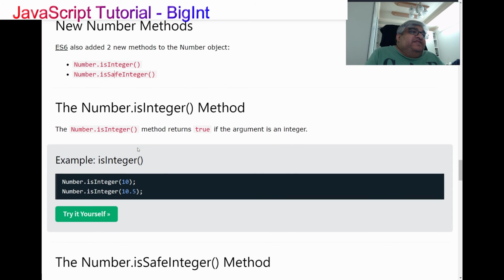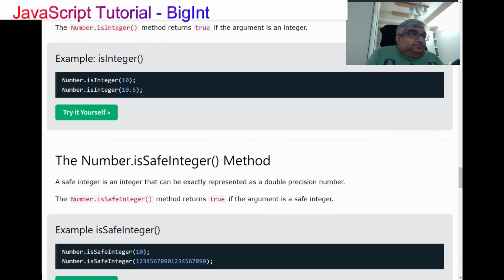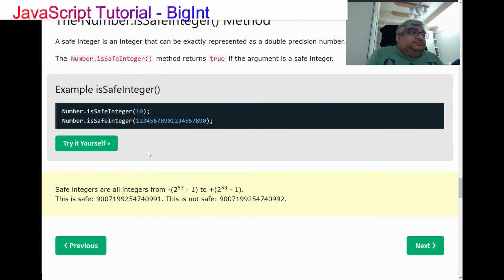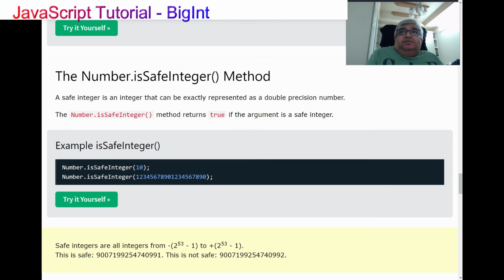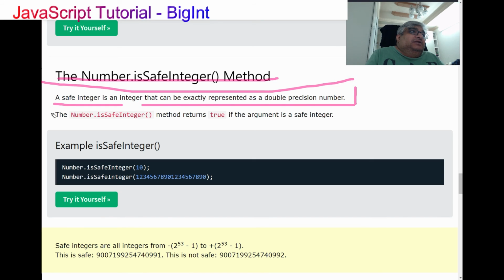So what is a safe integer? A safe integer is an integer that can be exactly represented as a double precision number. The method Number.isSafeInteger returns true if the argument is a safe integer.